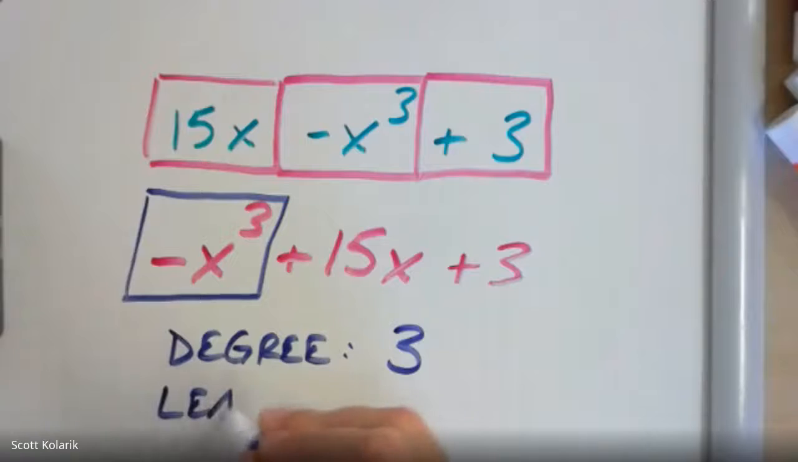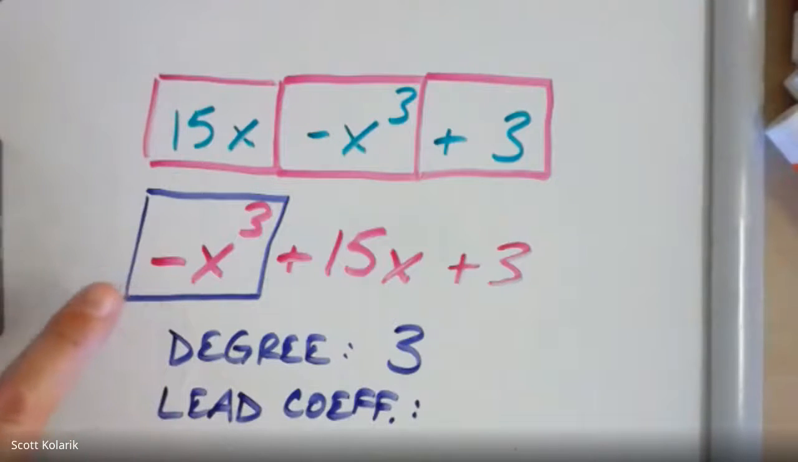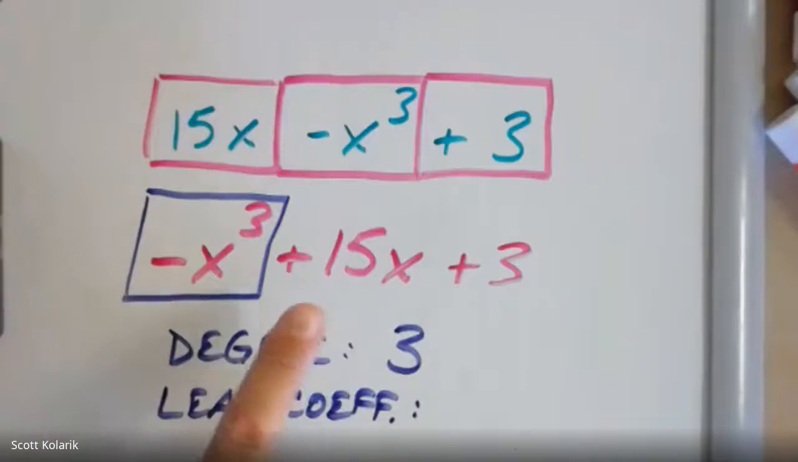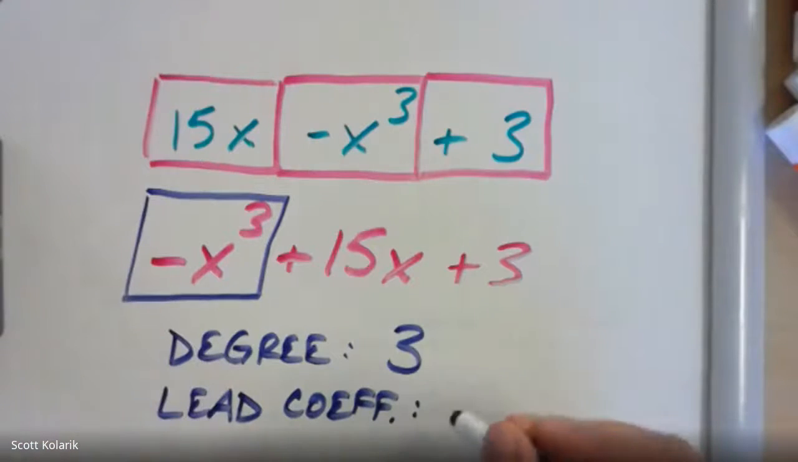The leading coefficient, again, a coefficient is the number multiplied by a variable. Again, I'm only going to care about my first term. I'm not going to care about these two guys for this part of the question. Leading coefficient is what number is multiplied by my variable. In this case, it's just a negative, and so this is about as tricky as it gets. This would be a negative 1.